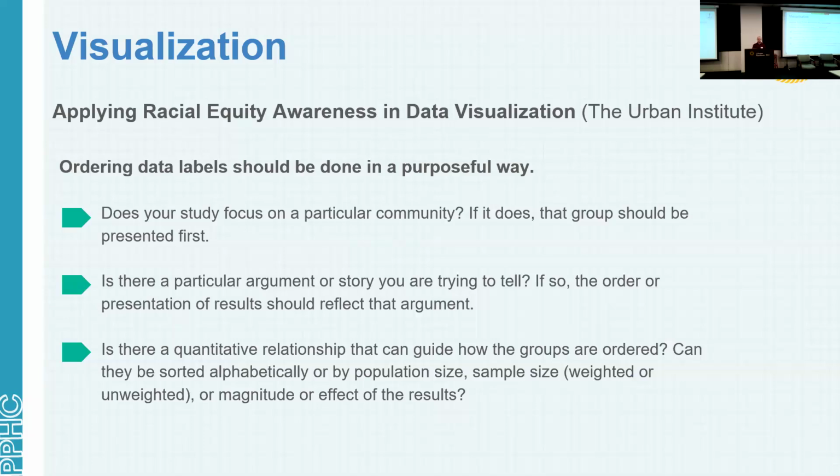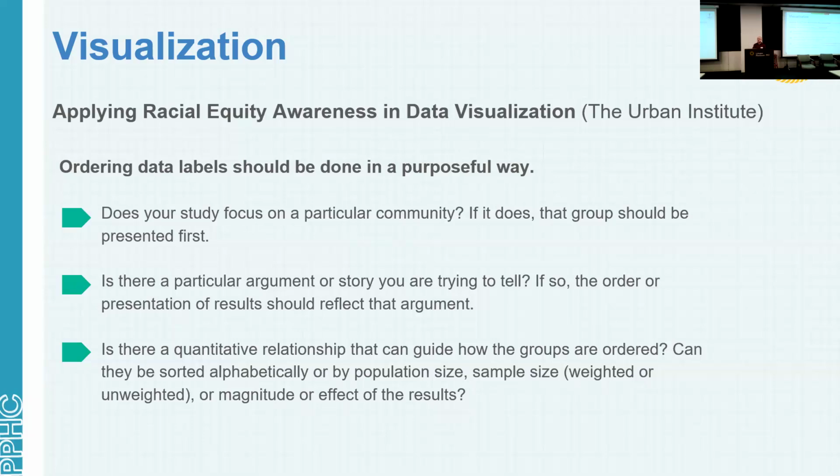When considering order, the Urban Institute recommends taking an active role when choosing how data labels appear within visualizations. This can apply to labels in tables, bars, and graphs. The article highlights that which group we choose to show first can affect how readers perceive the relationship or hierarchy between different groups.